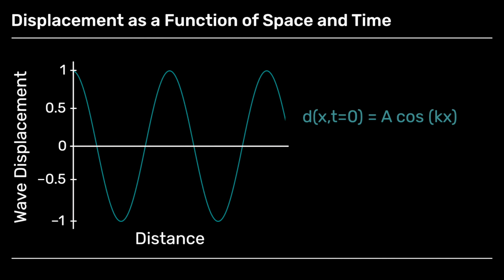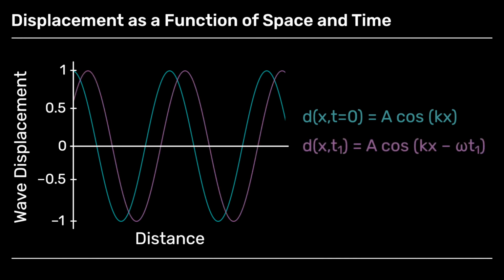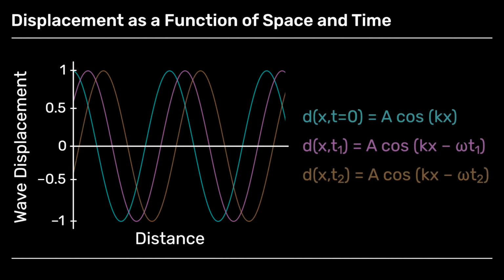Now, let's go the other way. Here is our original wave, cosine of kx. Cosine of kx minus omega t1 has now displaced the wave profile to the right. And similarly, at a later time, cosine of kx minus omega t2 has displaced the wave yet further to the right. So what is happening here?